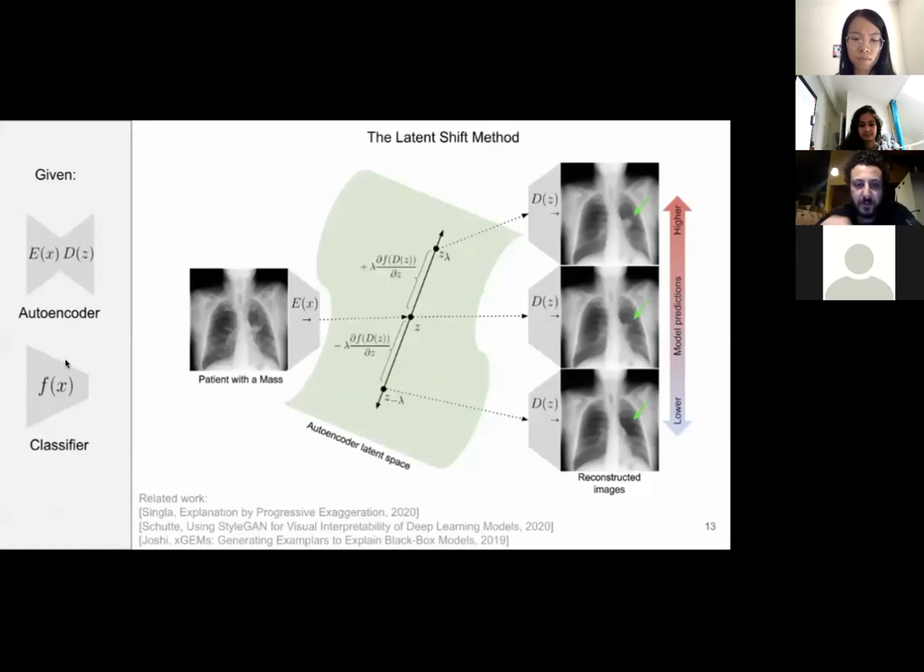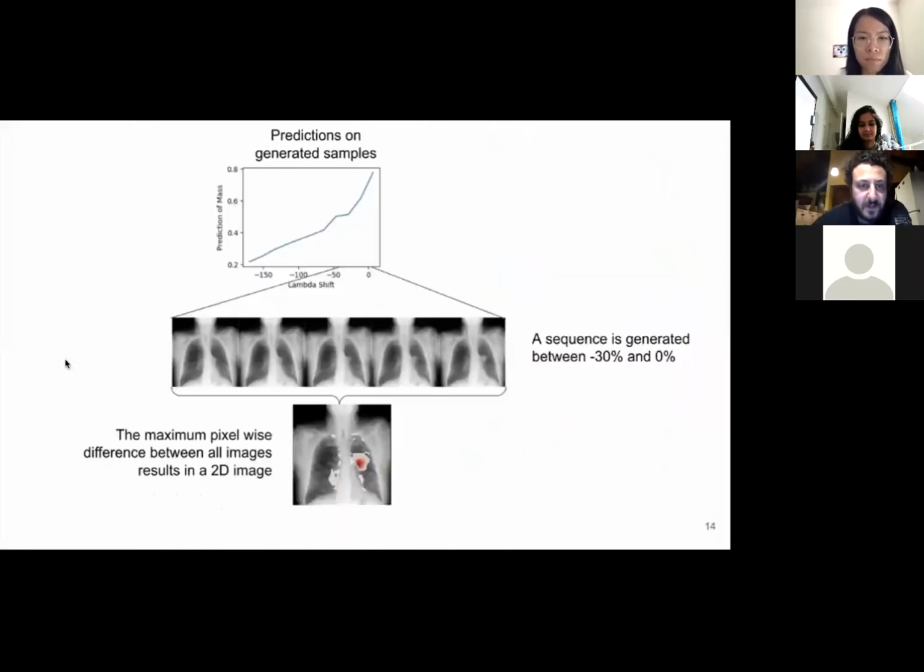Cool. Okay, so I kind of want to jump ahead to training the autoencoder, but I'll explain how we generate these 2D images and the GIFs.